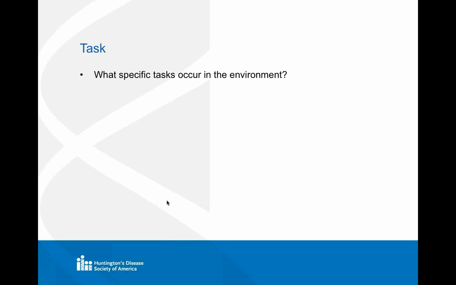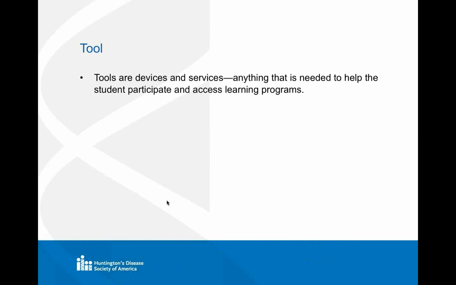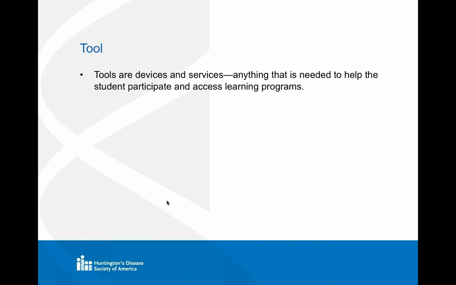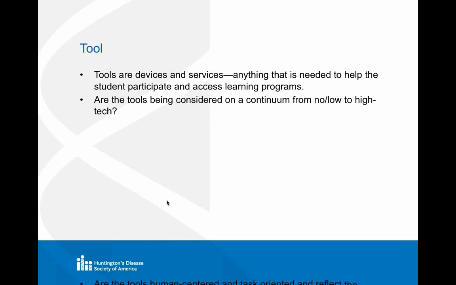And then lastly, we get to the tool. And the tool is the assistive technology device. The tools are devices and services and anything that can help the student or the individual participate in access learning programs. But are the tools considered on a continuum, like I was saying, from low tech to high tech? Quite frequently, low tech is easier than high tech. It's easier to navigate. It's easier to have people learn how to facilitate the use of the assistive technology. So it's important for all of us to remember that low tech can sometimes be as simple as eye gaze on a poster board with some choices.